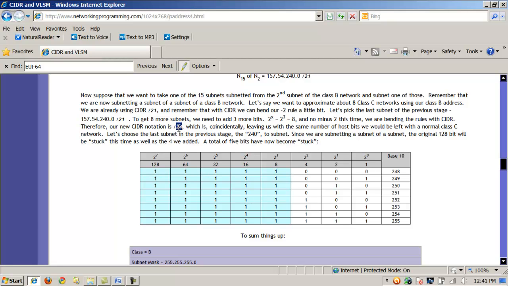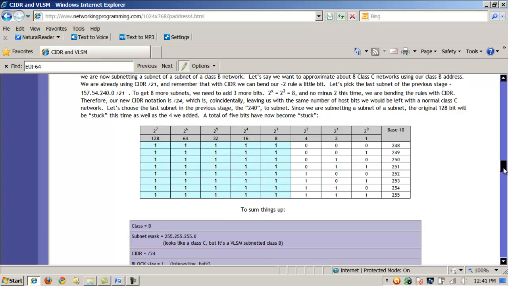255.255.255.0. However, in this case, it's a Class B, and we're just using VLSM. So if I were to do that, look at the consecutive bits that have now become stuck as we move through it. Going through this, I had to turn the 128-bit on, and then the 64-bit, the 32-bit, the 16-bit, and the 8-bit. Okay, and if I have all of these, then that 240 is where I have to actually start subnetting.